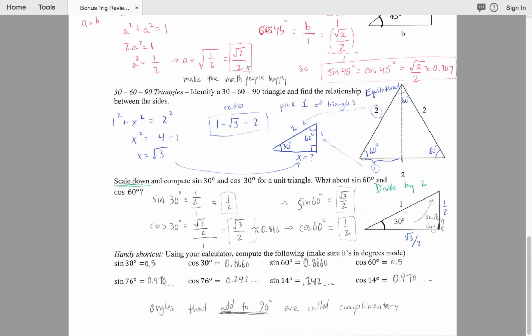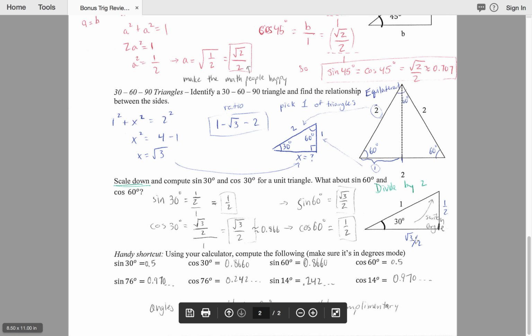Sine 60, interestingly, if we switch to the other angle, so this is our 60-degree angle right here, everything just switches. So now this is the opposite leg, root 3 over 2, divide by 1, which is the hypotenuse. That's sine. You get root 3 over 2. Cosine ends up being a half in this case by the same logic, and you can check that one yourself.